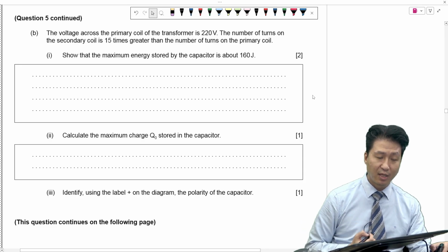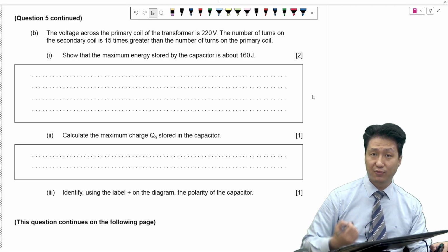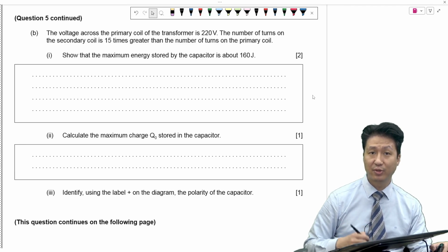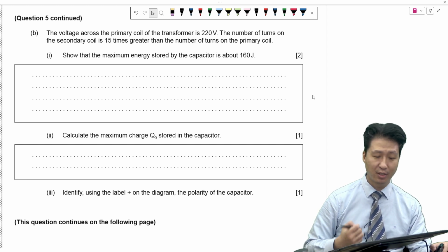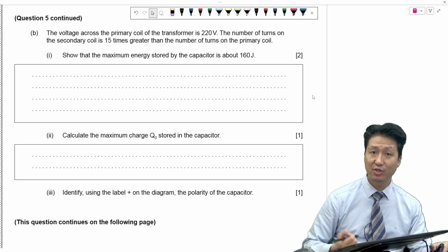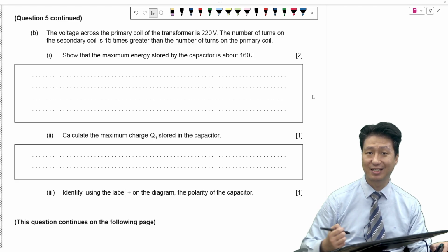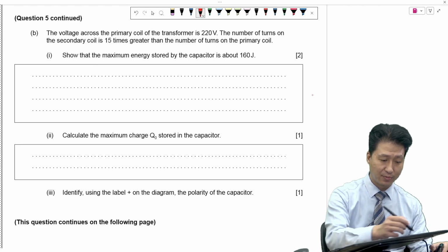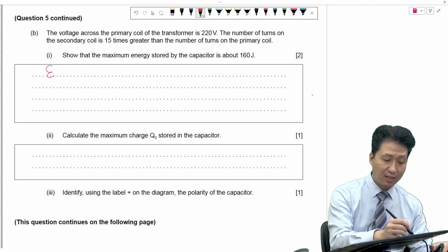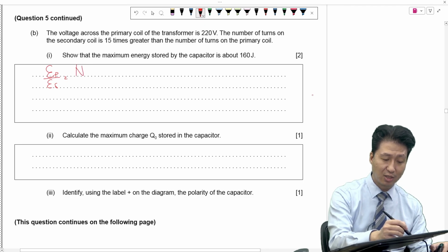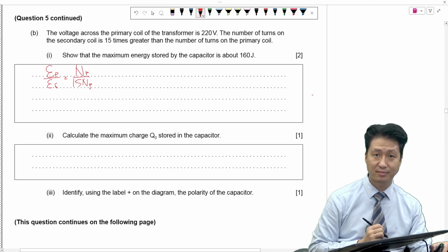In part B, the voltage across the primary coil of the transformer is 220 volts. The number of turns on the secondary coil is 15 times greater than the number of turns in the primary coil. Part 1, show that the maximum energy stored by the capacitor is about 160 joules. So, you have a transformer, number of coils. So we have the EMF in the primary side over the EMF of the secondary side is the number of turns in the primary side over the number of turns in the secondary side, which is 15 times the number of turns in the primary.